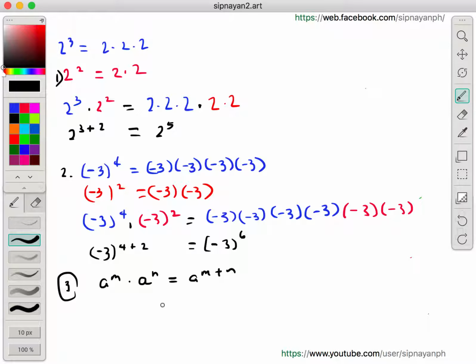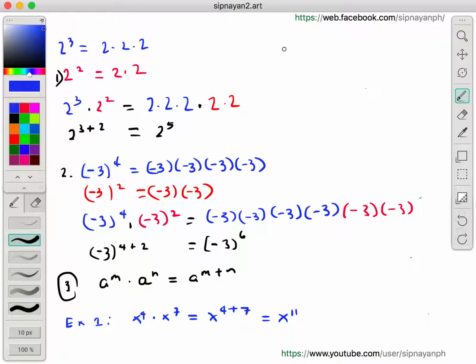No? So, siguro magkaroon tayo ng a few examples. So, example 1, we have, what is x to the 4th times x to the 7th. Well, i-add lang natin yung exponent. So, this is x to the 4th plus 7, which is equal to x raised to the 11th power.